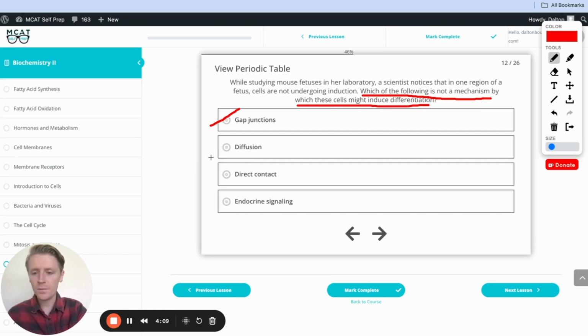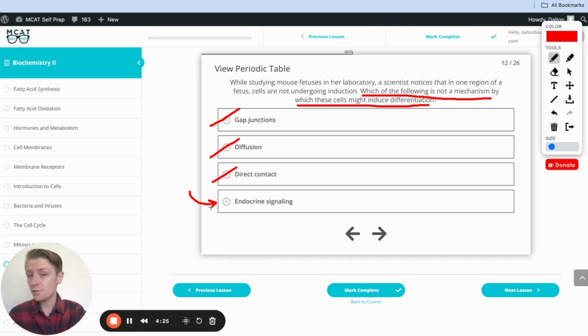We've got the same problem with diffusion and direct contact. We talked about all three of these. These are all different ways that induction can occur, that cells can induce differentiation in each other when they're developing. Given that that's the case, let's go ahead and check out this last answer right here, endocrine signaling.